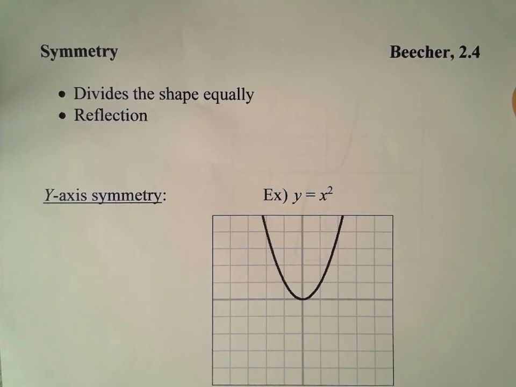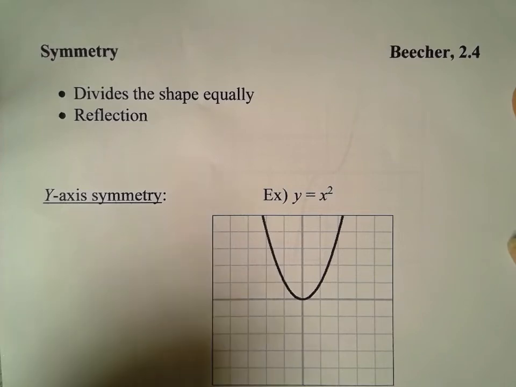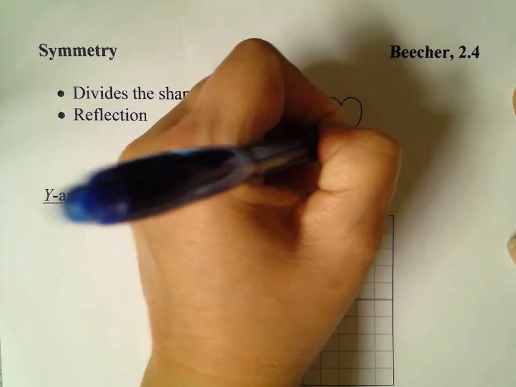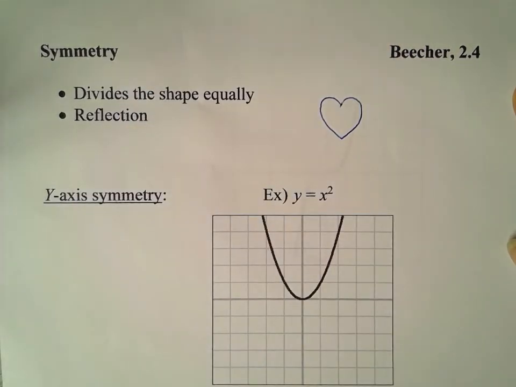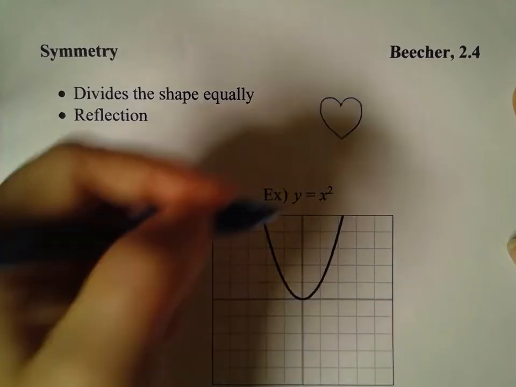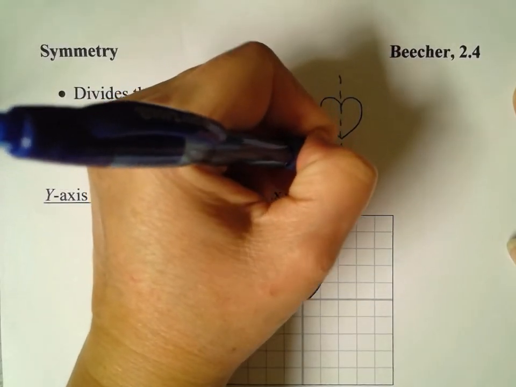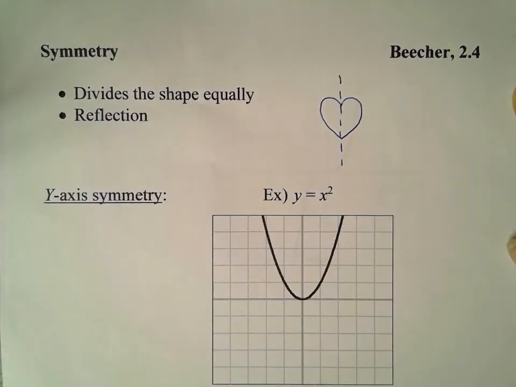In this video, we're going to talk about symmetry. The idea of symmetry is that you could take a shape, a heart would be a good example, and you could divide that shape into two equal parts. In the case of a heart, we could draw a line down the center that would divide that shape into two equal parts.